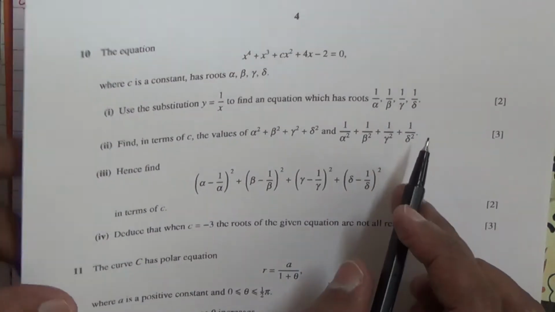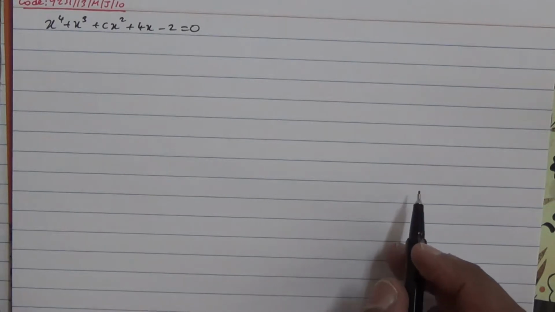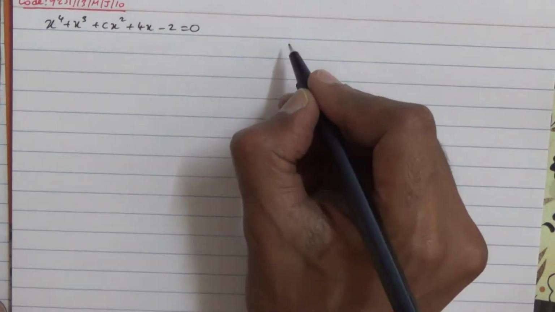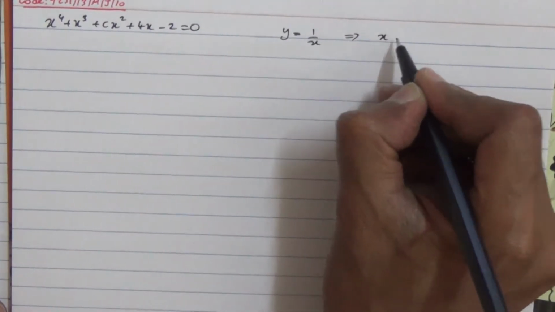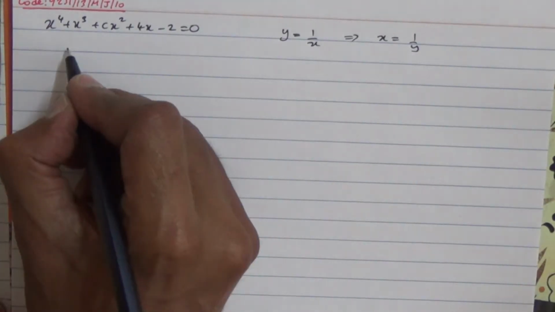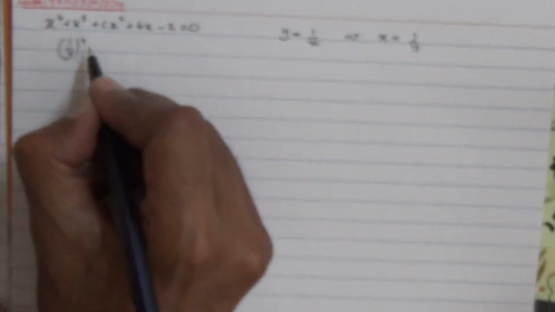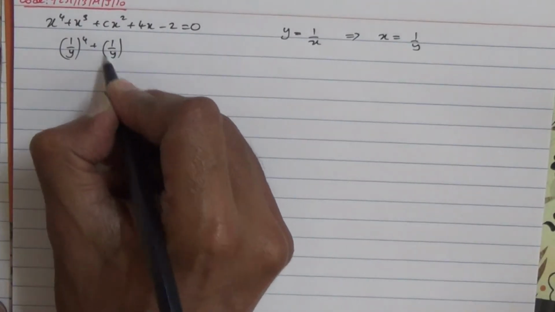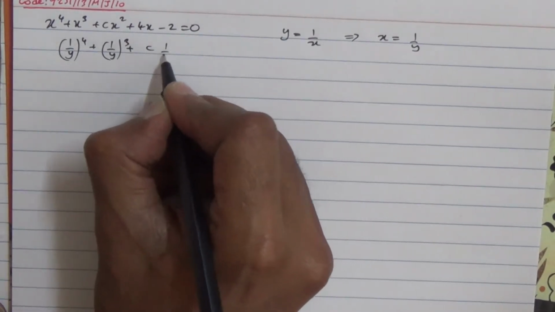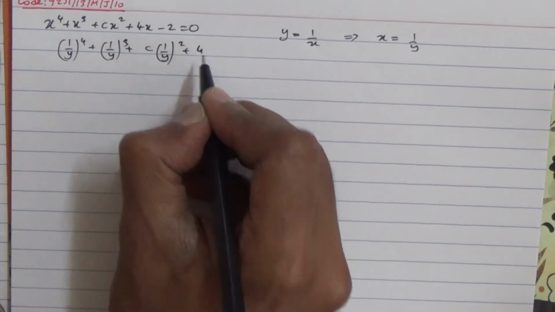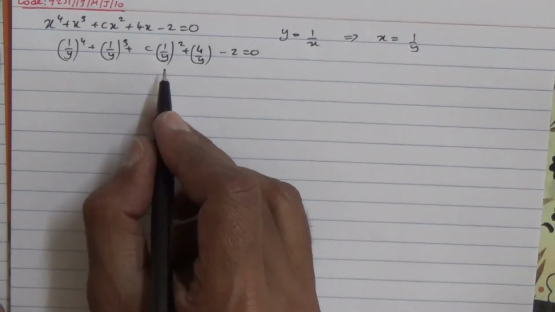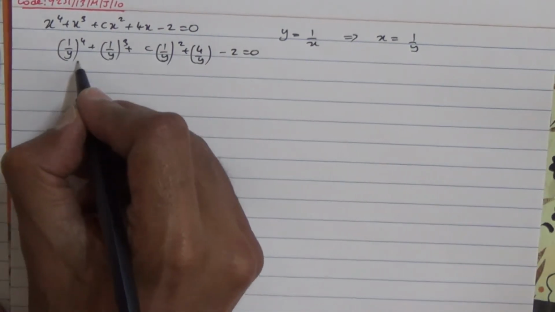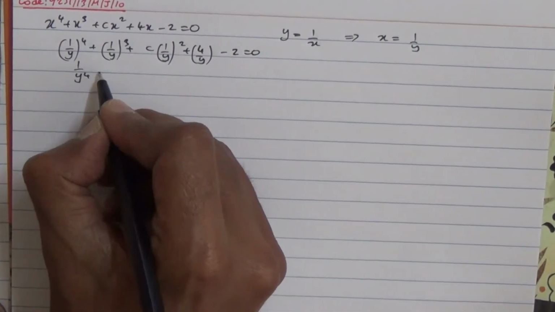Alright, now let's do this part by part. I will try and do the first part by substituting y is equal to 1 over x, which means that x is equal to 1 over y. So if we were to substitute 1 over y into the equation, it will become like this. And of course, you do all the algebra, you will reach something like that.